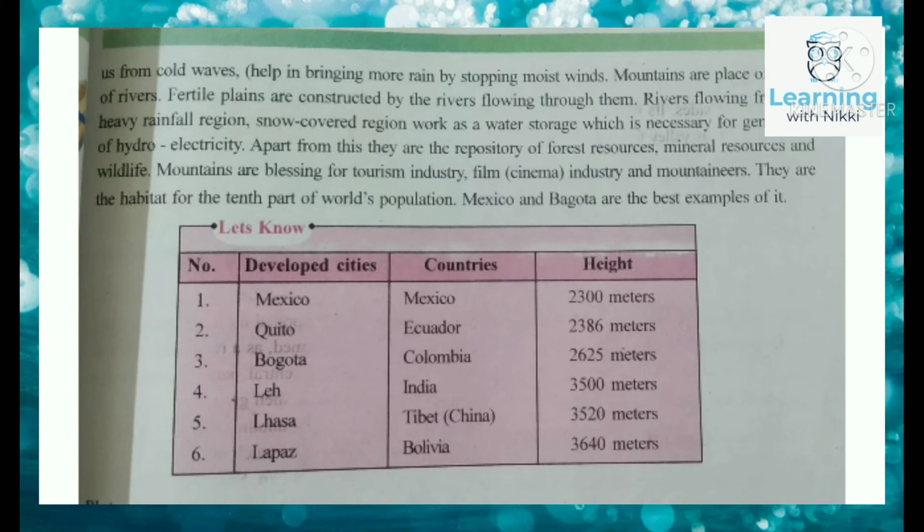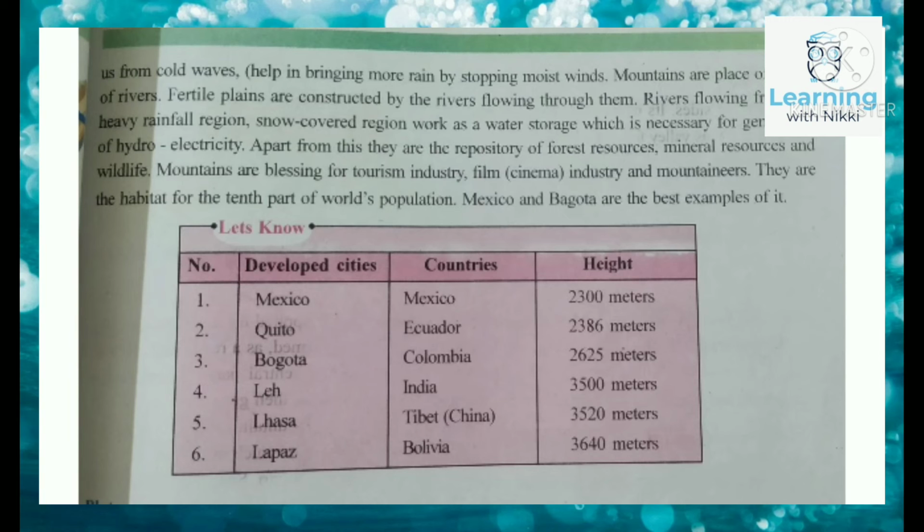They are the habitat for the 10th part of the world's population. As far as total world population is concerned, the mountains are at 10th part. Mexico and Bogota are the best examples of it. Now let's know some extra information: developed cities, countries and कौन सी height के ऊपर हैं वो. So Mexico is a developed city. Country's name is Mexico. Height is 2,300 meters.